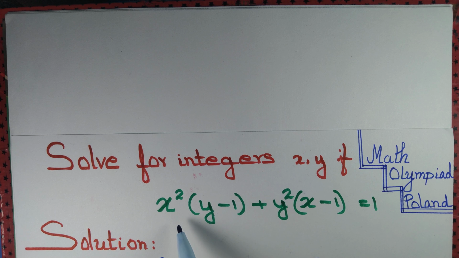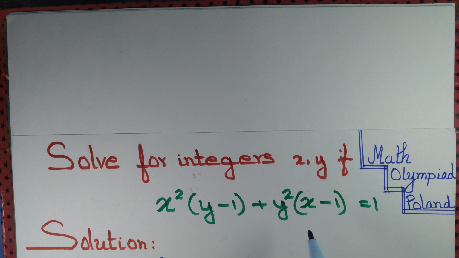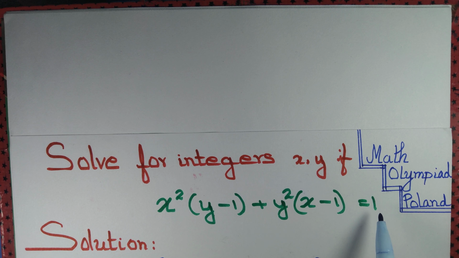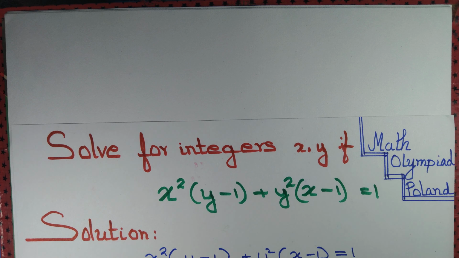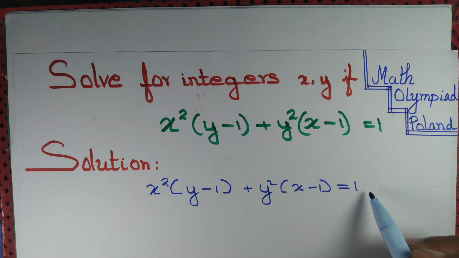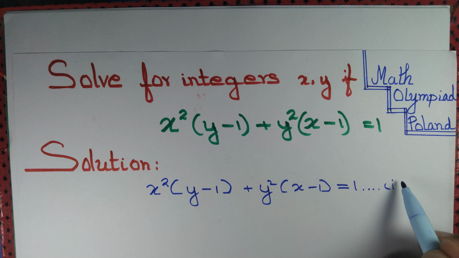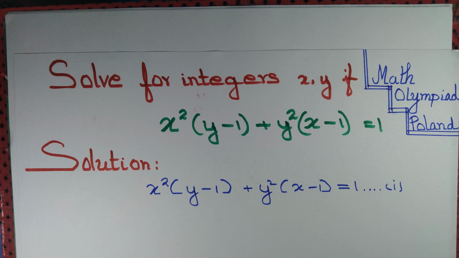Let us solve the equation x squared times (y minus 1) plus y squared times (x minus 1) equal to 1 in integers. So we want to solve this equation. Let's write this equation as equation 1, and we want to solve it in integers.